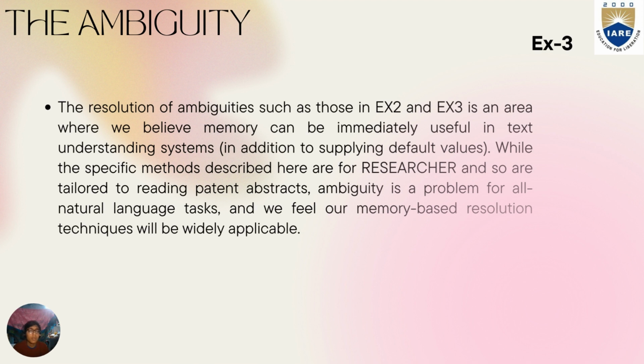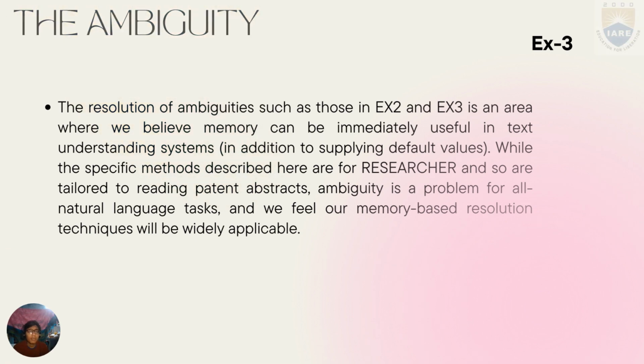The resolution of ambiguities such as those in example 2 and example 3 is an area where we believe memory can be immediately useful in text understanding systems. While the specific methods described here are for researchers and so are tailored to reading patent abstracts, ambiguity is a problem for all natural language tasks, and we feel our memory-based resolution techniques will be widely applicable.